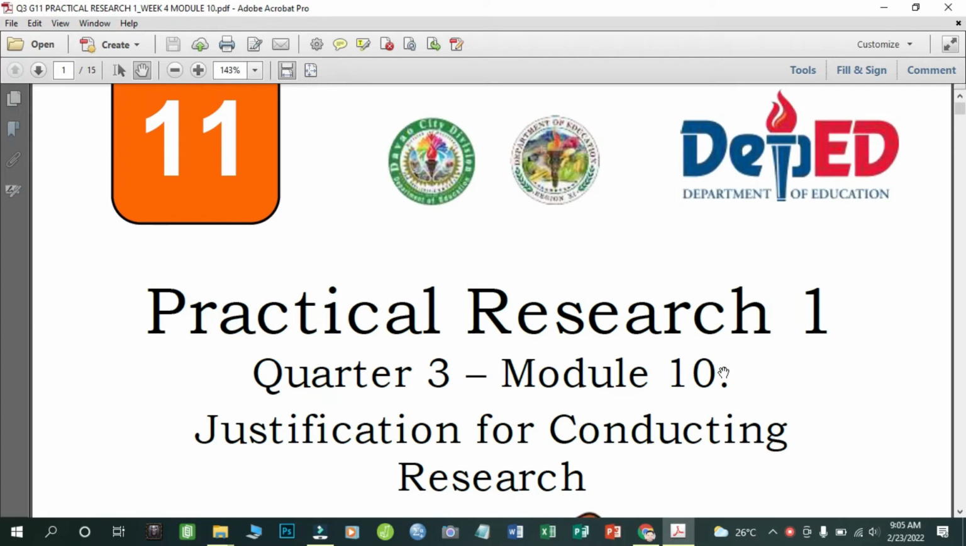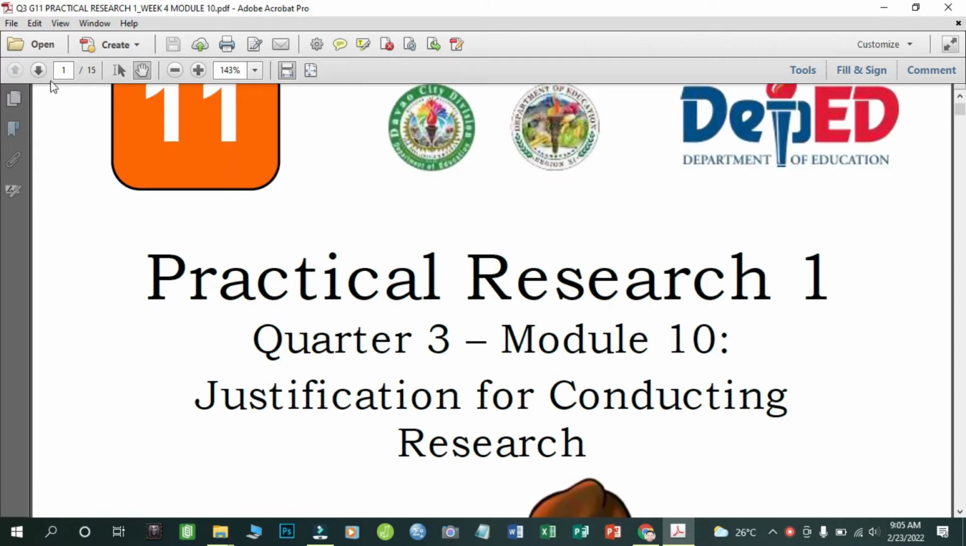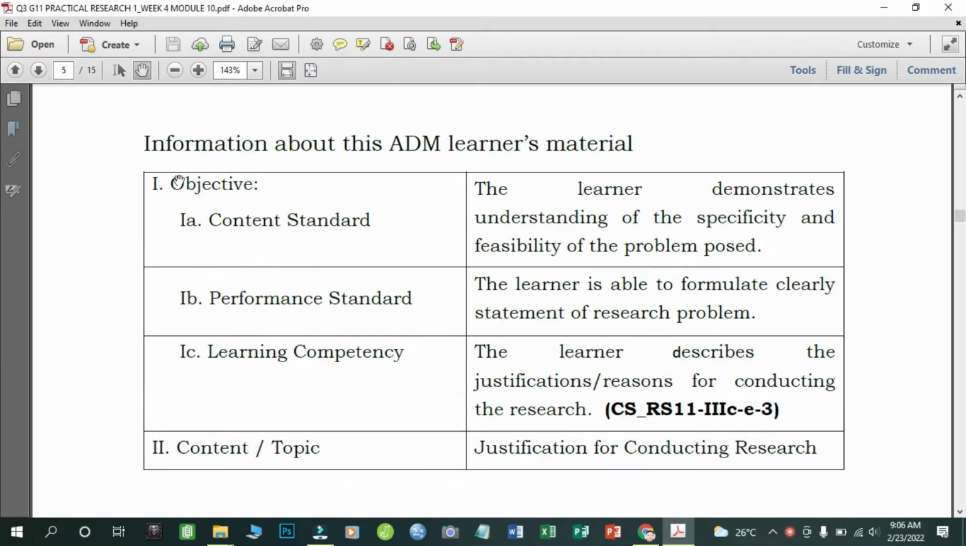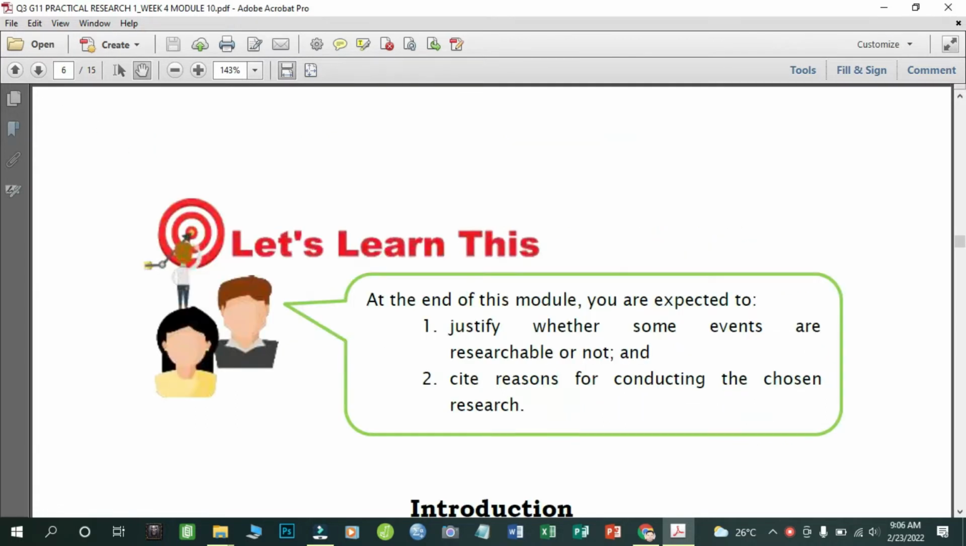Good day, students. We are now in our Practical Research 1, Quarter 3, Module 10. This is about justification for conducting research. So our learning competency in this module: the learner describes the justification or the reasons for conducting research. At the end of this module, you are expected to, number 1, justify whether some events are researchable or not. Number 2, cite reasons for conducting the chosen research.